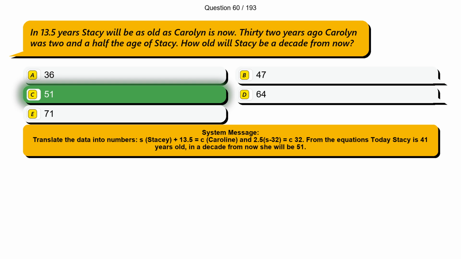Translate the data into numbers. S, Stacy, plus 13.5 equals C, Carolyn, and C minus 32 equals 2.5 times (S minus 32). From the equations today Stacy is 41 years old, in a decade from now she will be 51.